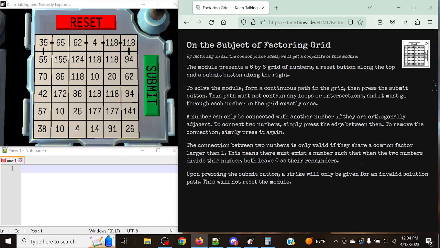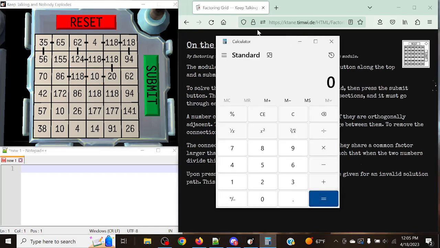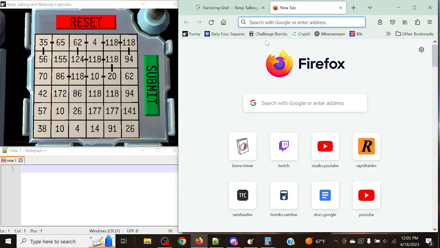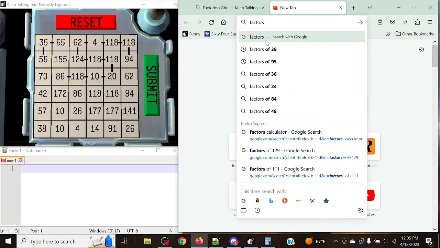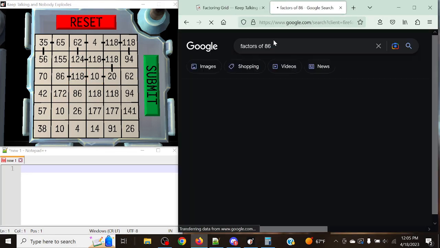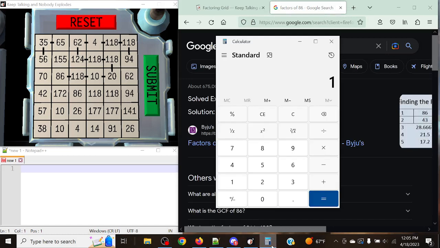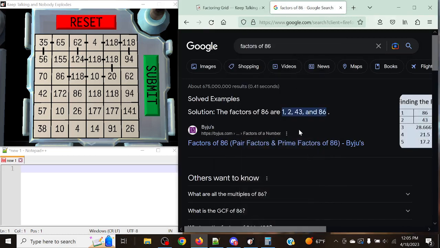62 and 65 though. It might actually be down here. It might be like this. 86 and 115, but they've got to be divisible by something. 86, 43. Is 115 divisible by 43? It is not. Okay, interesting.